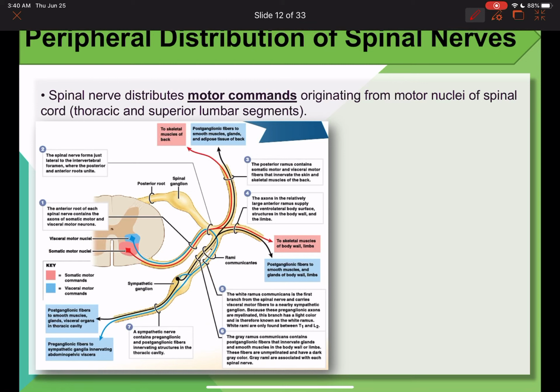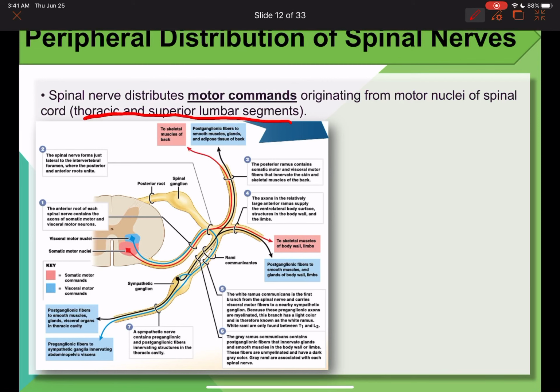Okay, so now for delivery of motor commands, it goes in the opposite direction. Information will originate from the motor nuclei of the spinal cord, which remember is this portion, the anterior horn of the gray matter of the spinal cord. And these are just the typical organization of the spinal nerves within the thoracic and superior lumbar segments. And that's what I mean by this parentheses here. They're just typical organization within those segments. Other segments of the spinal cord may be slightly different in organization, but we just need to know the general one.